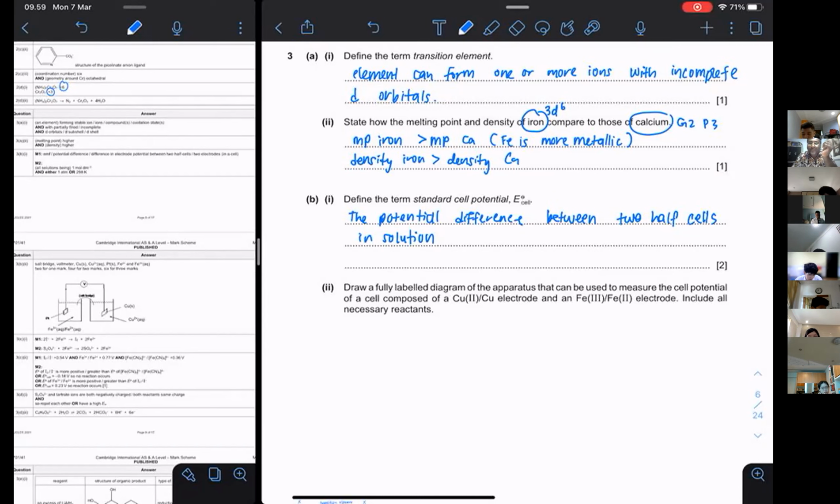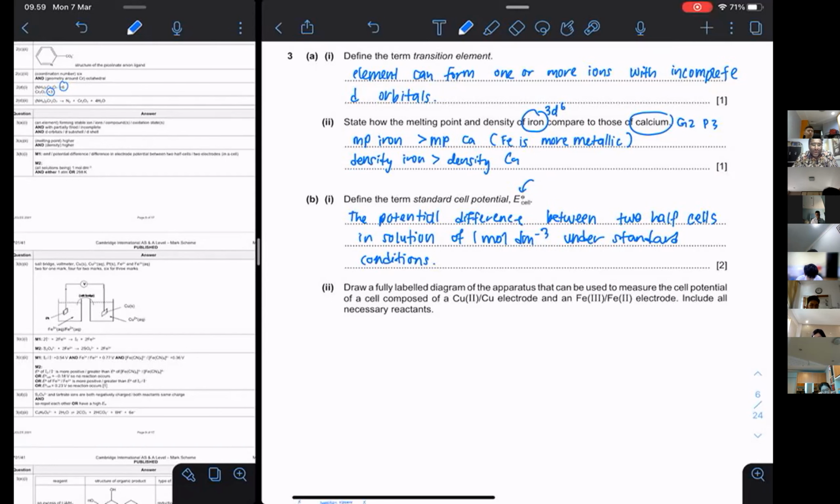So the potential is the difference between two half cells in solution of 1 mole per dm cube, because of standard conditions. So under standard conditions, that is going to be 2 marks: 2 half cells, 1 mole per dm cube.